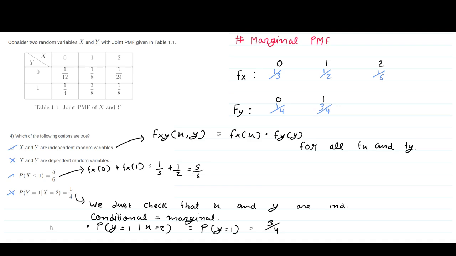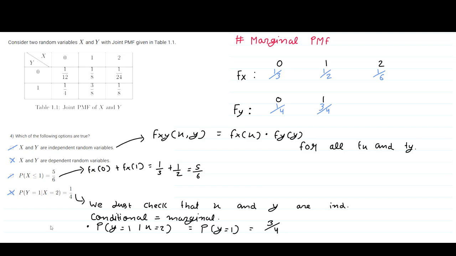First, let us take an example of finding a marginal. Let us find the marginal PMF of x equal to 0, which is the probability of x equal to 0, y equal to 0 plus the probability of x equal to 0, y equal to 1, which is 1 by 12 plus 1 by 4, which is equal to 1 by 3. Hence, the marginal PMF of x equal to 0 is 1 by 3.